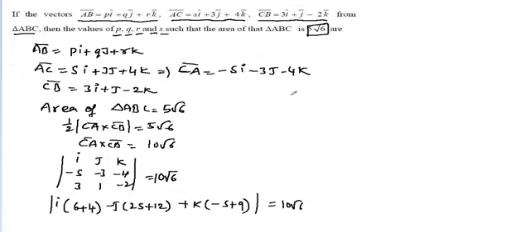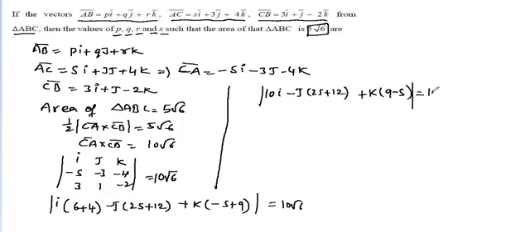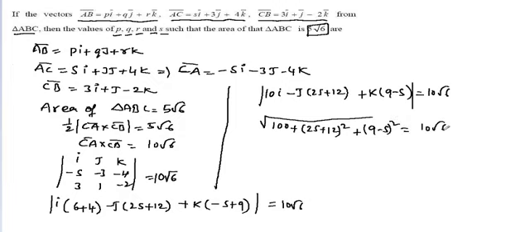That is, 6 plus 4 is modulus of 10i minus j into 2s plus 12 plus k into 9 minus s is equal to 10 root 6. So now applying modulus, under root of 10 square is 100 plus 2s plus 12 whole square plus 9 minus s whole square is equal to 10 root 6.